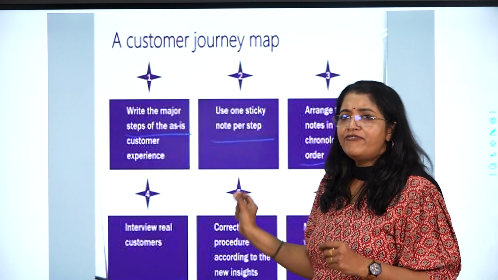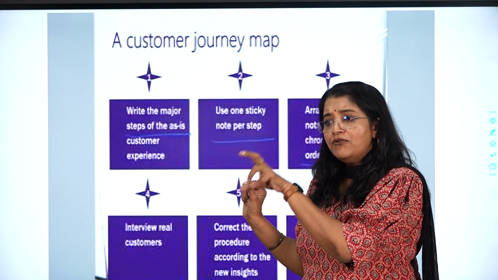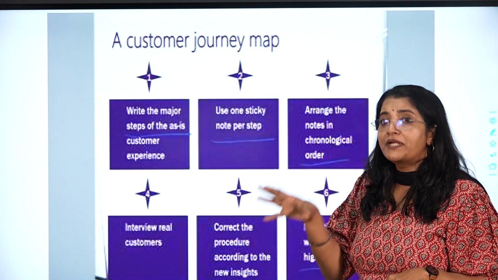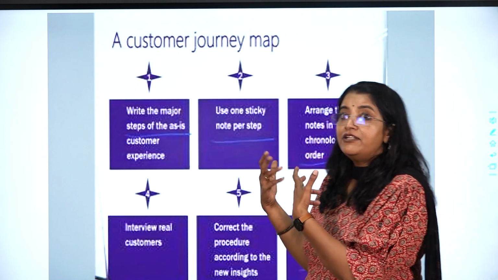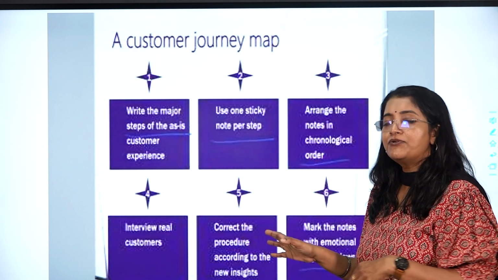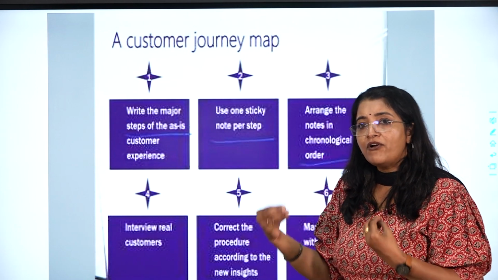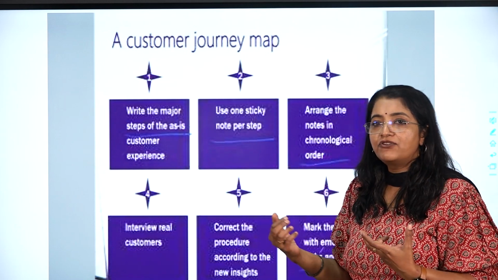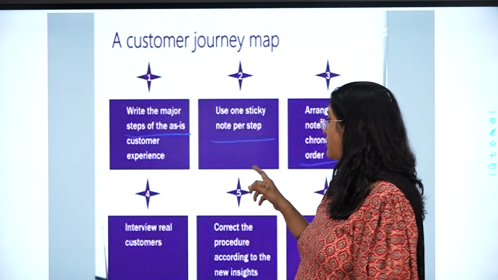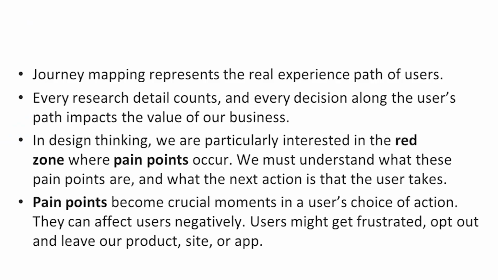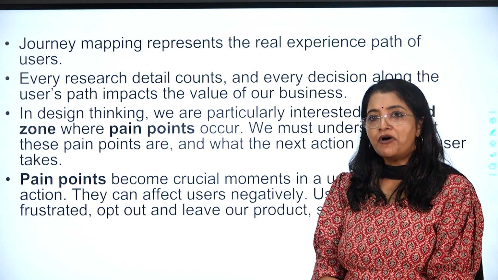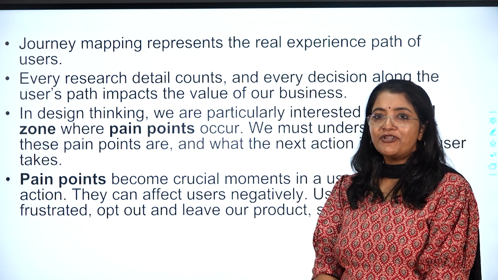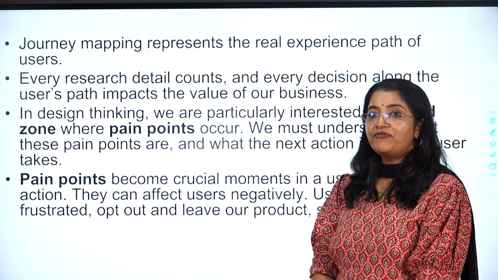And once you identify that particular problem, try to delve into it and understand what exactly the problem is. There could be different facets to a single problem. So try to understand, because that gives you more information on how to be creative about solving the problem. So this is the method. Journey mapping represents the real experience of the path of the users, and every research detail counts, and every decision along the user's path impacts the value of our business.